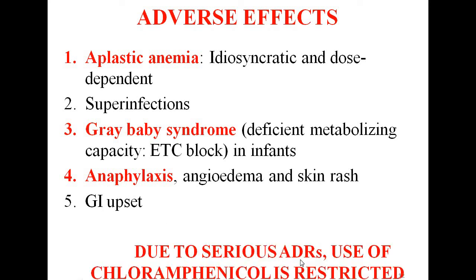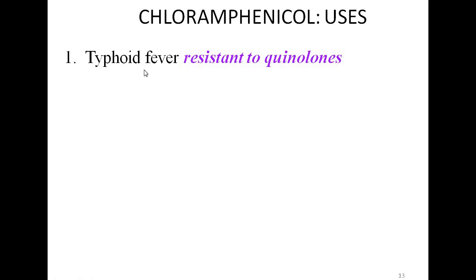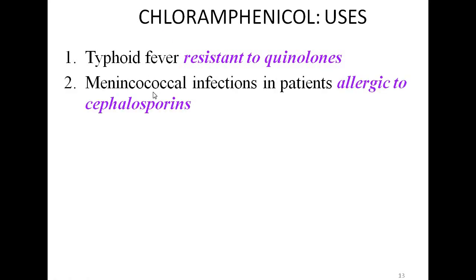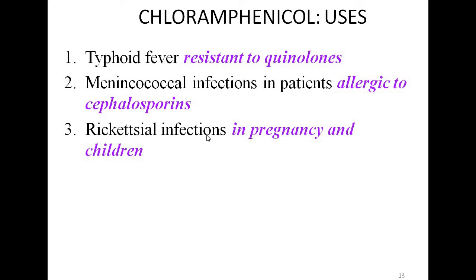Now, due to the serious adverse effects of chloramphenicol, especially aplastic anemia, the use of chloramphenicol is highly restricted. So, when does one use chloramphenicol? Typhoid fever which is resistant to quinolones. Remember, ciprofloxacin is the first line drug for typhoid fever. Meningococcal infections in patients who are allergic to cephalosporin antibiotics. Rickettsial infections in pregnancy and in children.